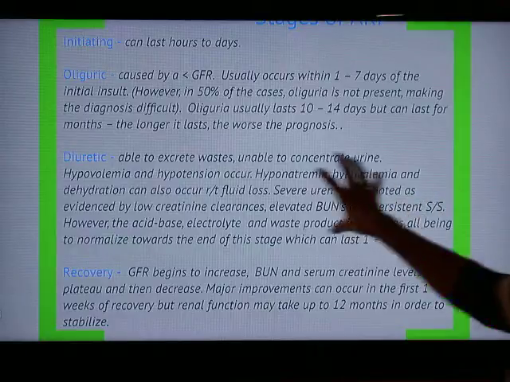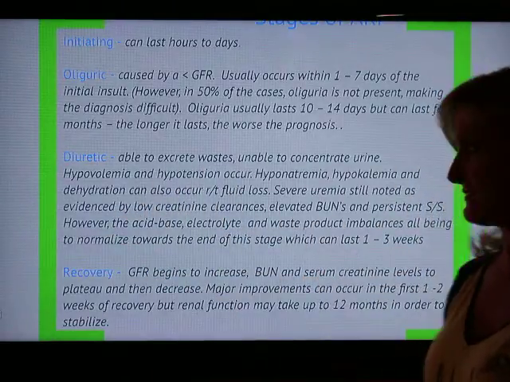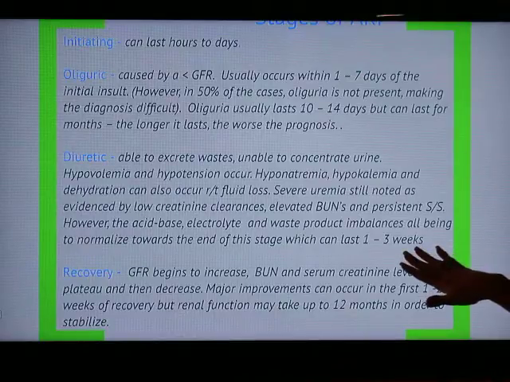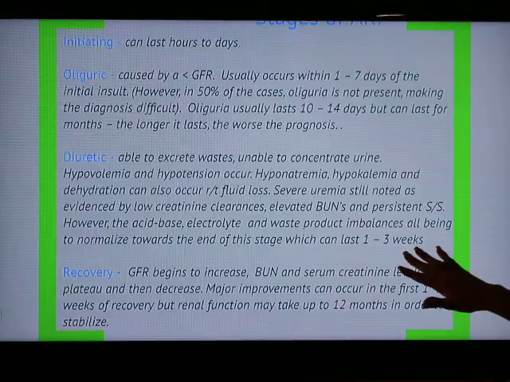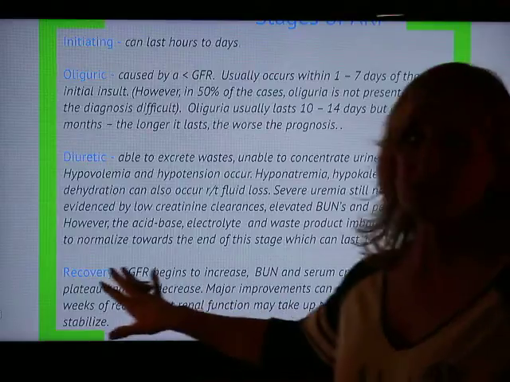So anyway, this phase can last for a while, which becomes a nursing challenge to try to keep up with the fluid management. So now we're up to anywhere between 1 and 3 months, sometimes longer, depending on if your patient has any comorbidities. And then the recovery phase starts.